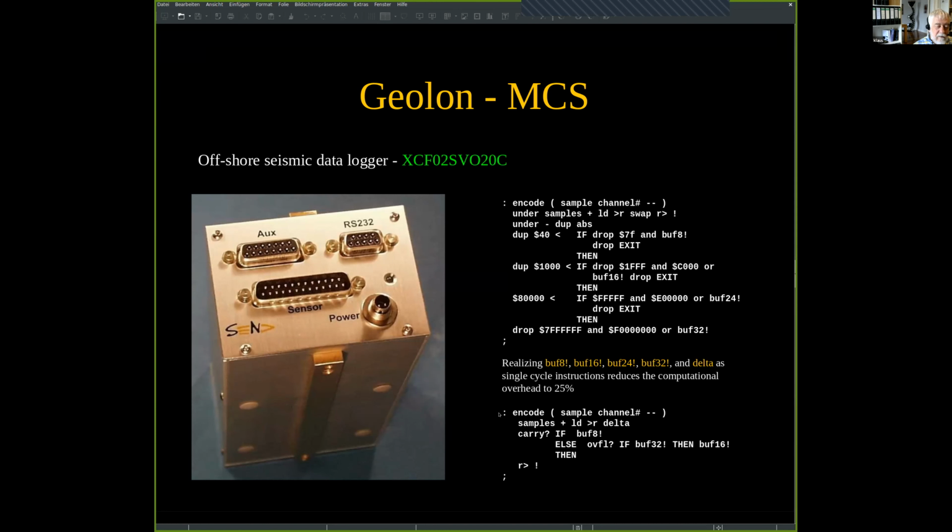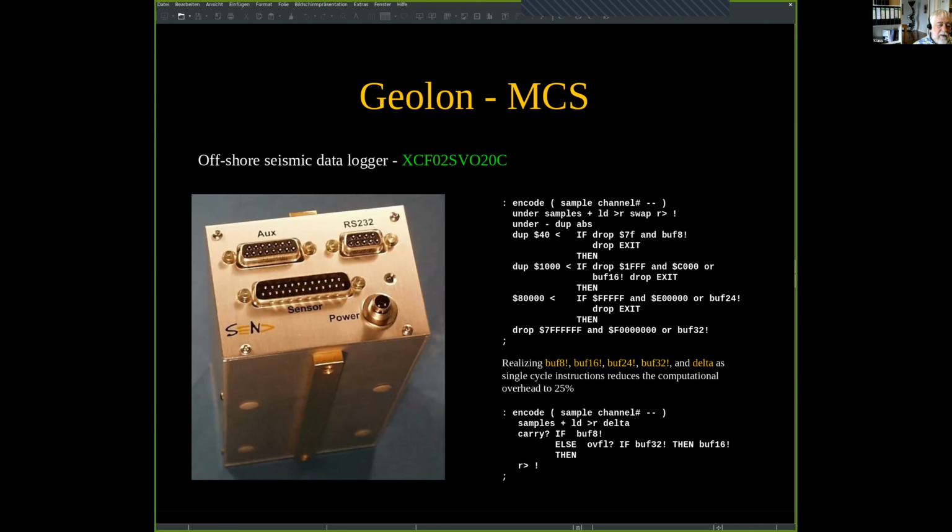And you can see how simple encode became after these additional instructions. And even better, the single cycle instructions reduce the computational overhead to 25% compared to the previous version. And that allowed the instrument to sample the four channels at 500 samples per second at a quite reasonable power consumption. This project has been realized in 2006, I believe.